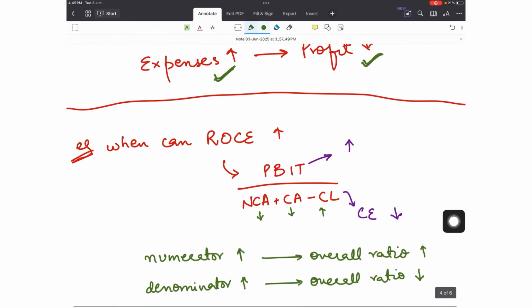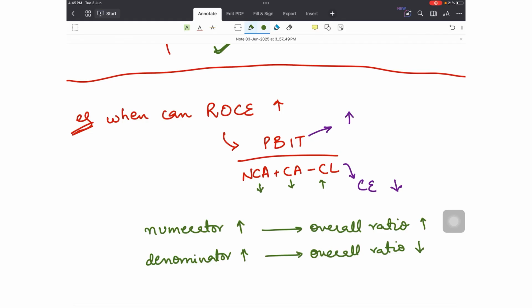Another last example could be of, for instance, return on capital employed. When can this be increased? First of all, we should know the formula of return on capital employed, that is profit before interest and tax is used in this formula. Now, in some questions, you will be given with the profit for the year. We don't use that figure. Profit for the year is not used, rather profit before interest and tax.